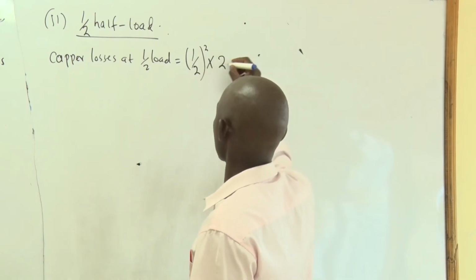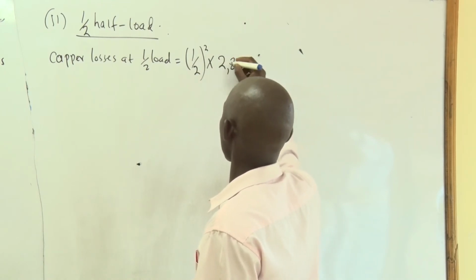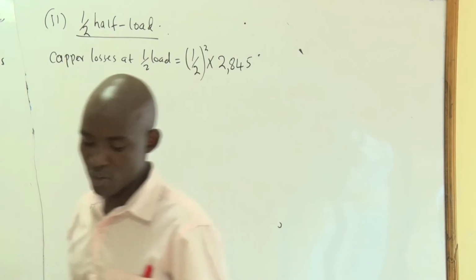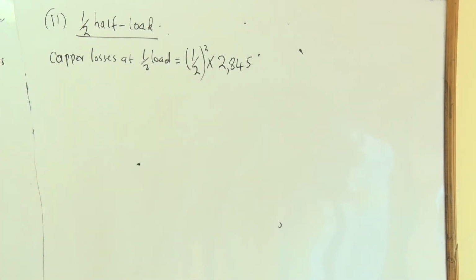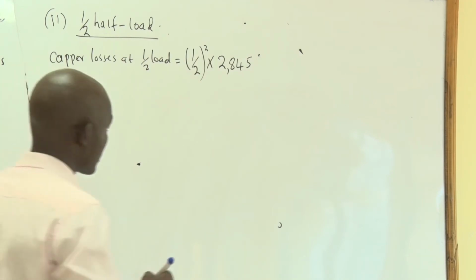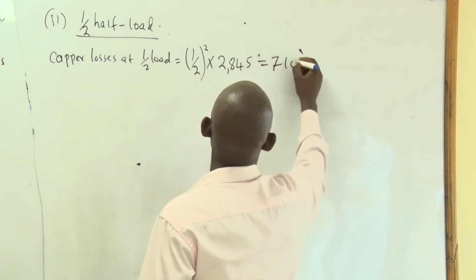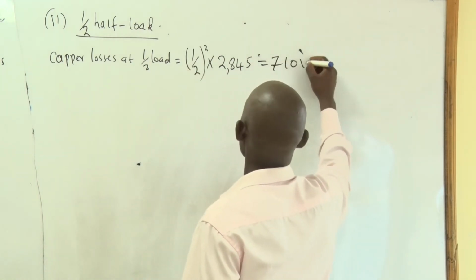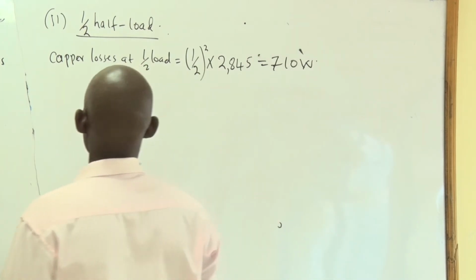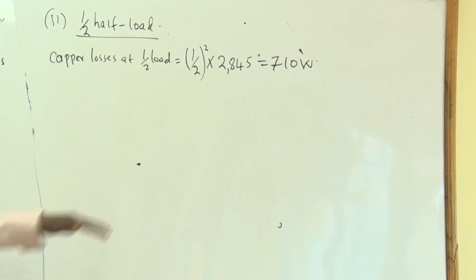The full load losses were 2,845. Those are the full load losses. Once you do that, you will be able to get 710 watts. So 710 watts is the copper losses at a half load.